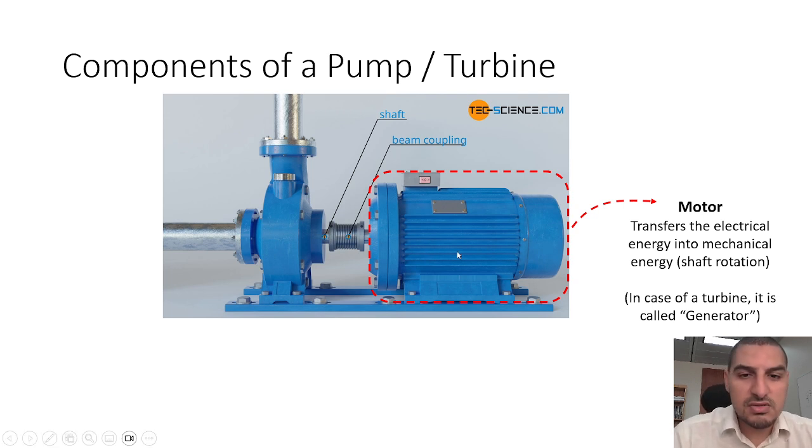So the motor is just something that converts the electric energy into mechanical energy in the form of shaft work. This thing coming out here is called the shaft. This is the metal bar that rotates as a result of the electric energy that is provided to the motor.